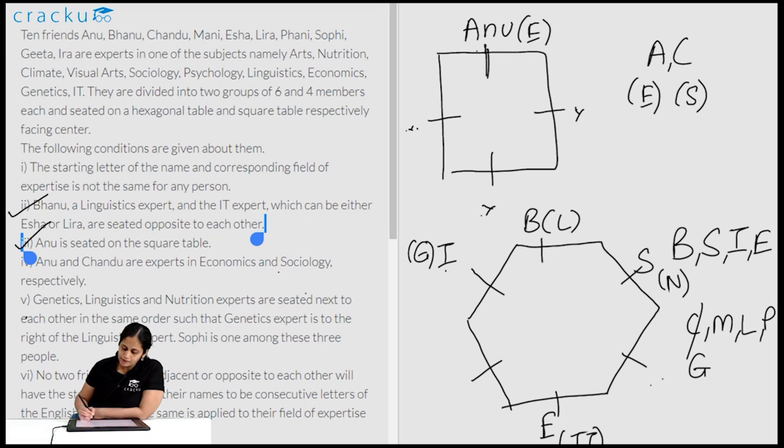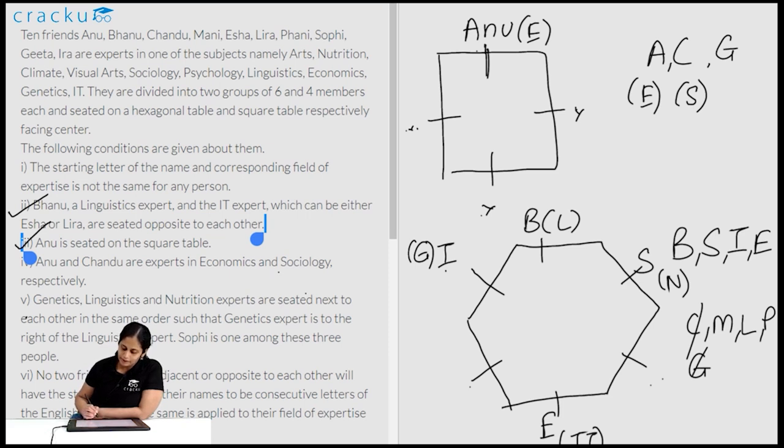Now consider Geeta. Geeta has the letter G. Ira's field is genetics. So Geeta can't be next to Ira, nor can she be opposite to Ira. So Geeta will have to be on this table, because she cannot be on this table. So Geeta is also done.